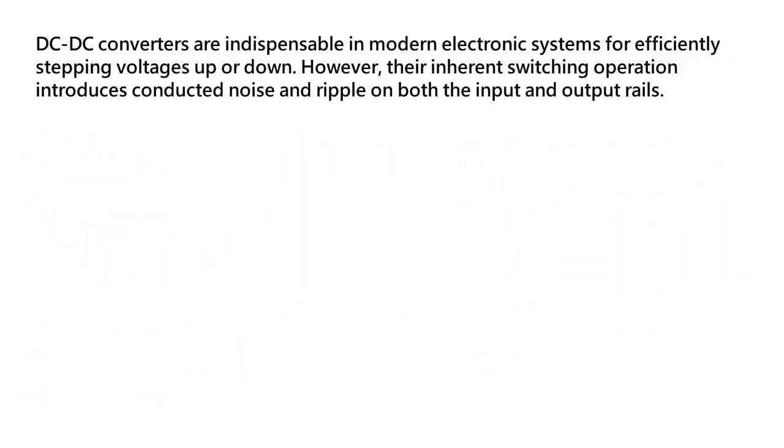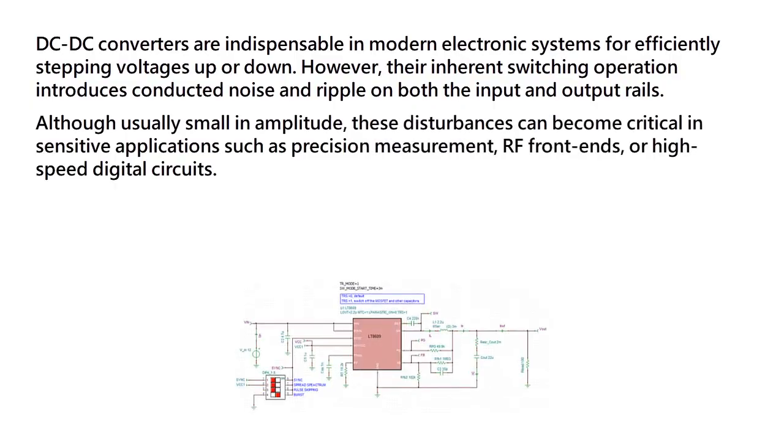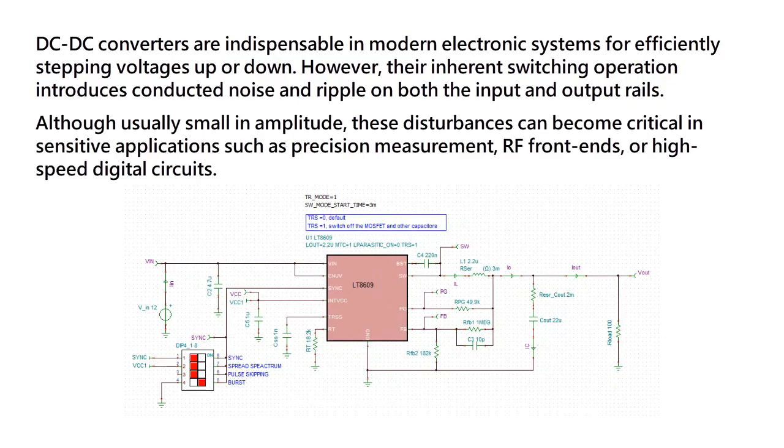DC-DC converters are indispensable in modern electronic systems for efficiently stepping voltages up or down. However, their inherent switching operation introduces conducted noise and ripple on both the input and output rails. Although usually small in amplitude, these disturbances can become critical in sensitive applications, such as precision measurement, RF front ends, or high-speed digital circuits.